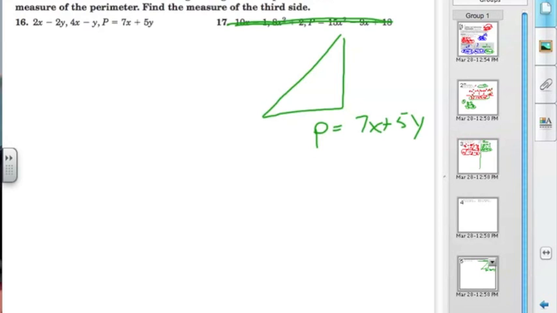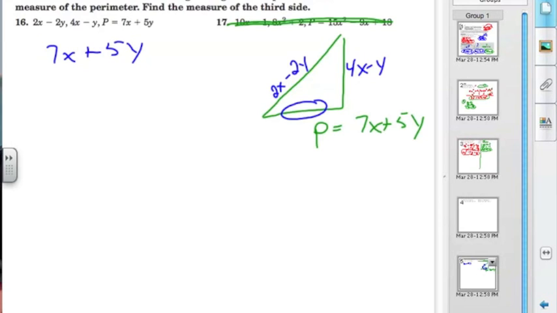So the perimeter is 7x plus 5y. One of the sides is 2x minus 2y. The other known side is 4x minus y. You need to find the unknown. Well, it's a simple addition subtraction problem. You know the 2 sides have to add up to the perimeter. So you just work it backwards. You do the inverse. You start with the perimeter, 7x plus 5y, and you subtract.